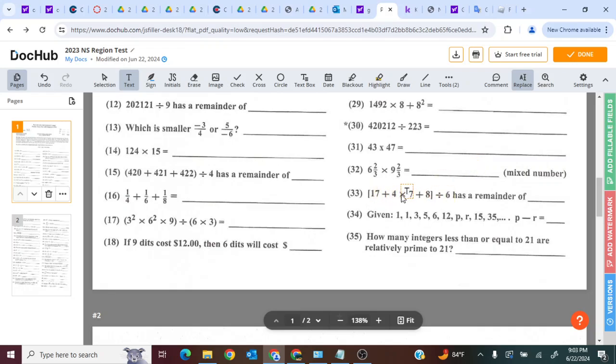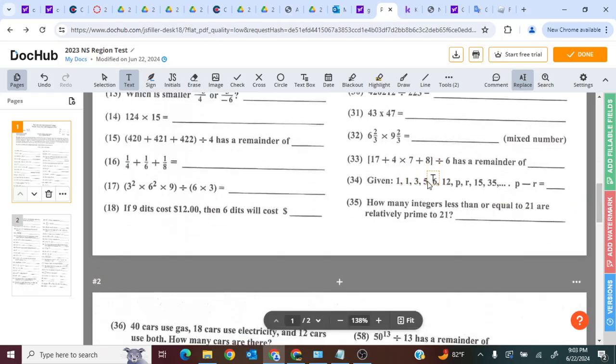Okay, this has a remainder of what? Simply find the remainder of each number in there and do the math. 17 mod 6 is 5, 4, and 1, 2. 4 times 1 plus 5 is 9, plus 2 is 5.